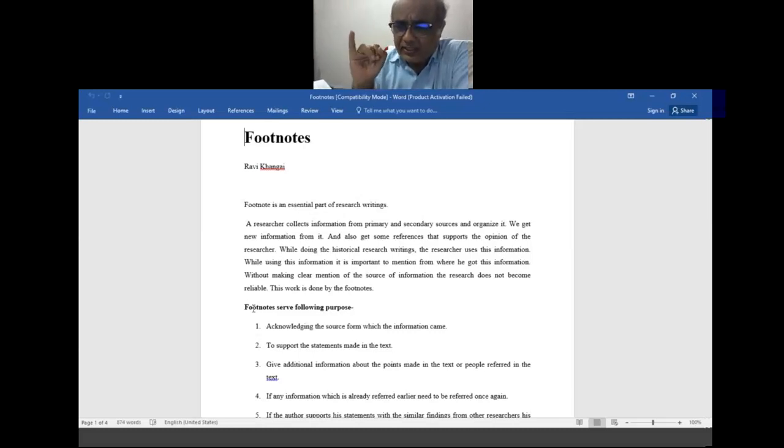So the first thing is to authenticate the source of information. Secondly, to explain or support the statement in the text, to give additional information. And next, you give a footnote if the information that you want to refer to here has already come in the text earlier, or is going to come in subsequent pages in a much more detailed manner.